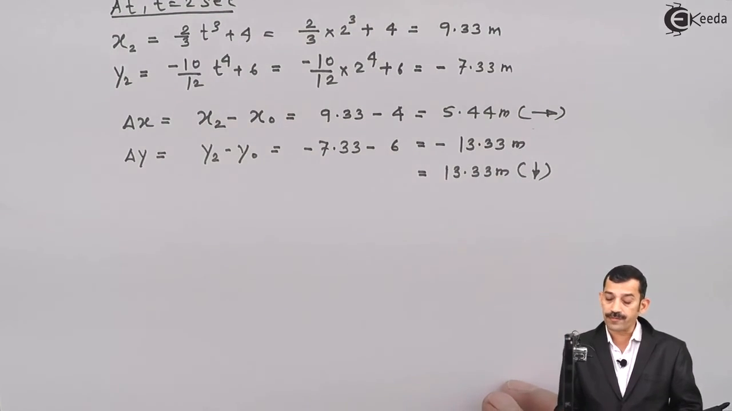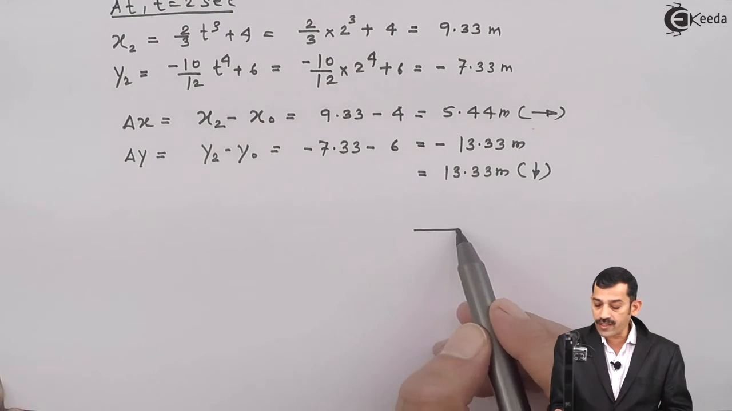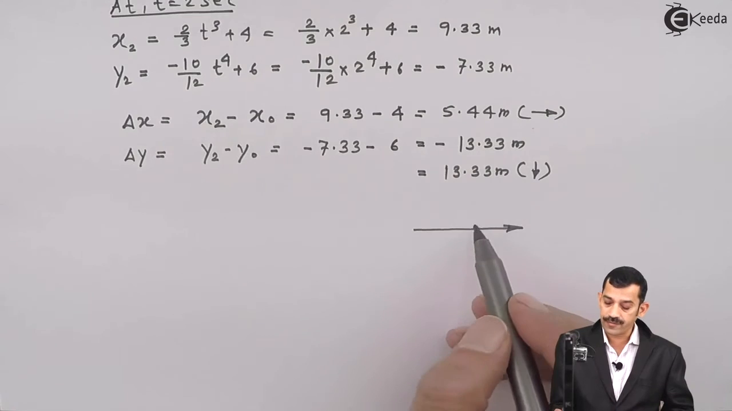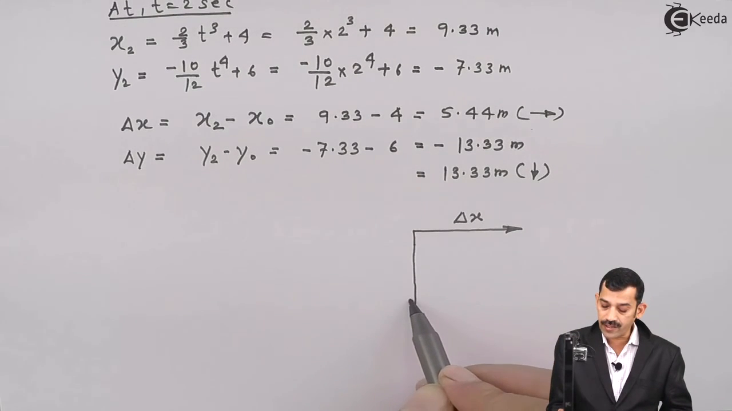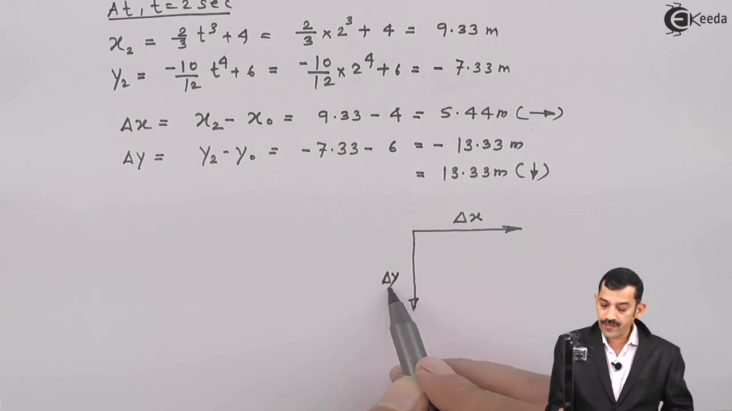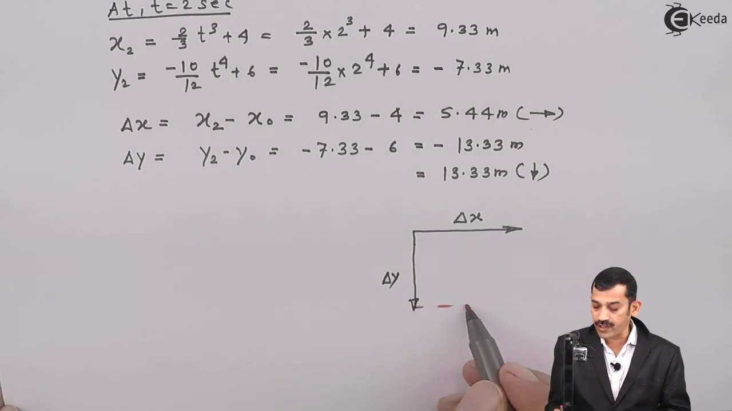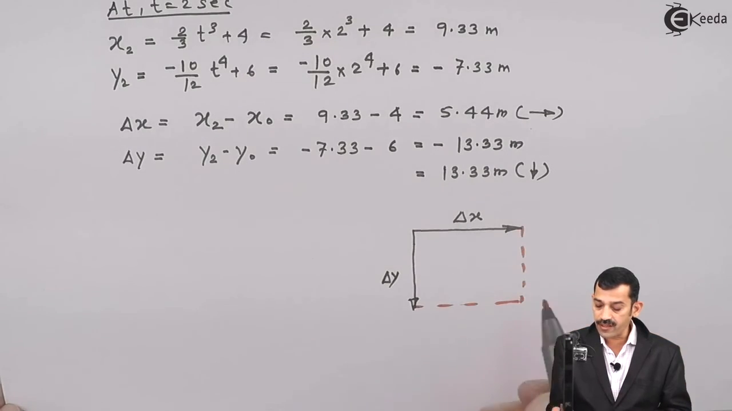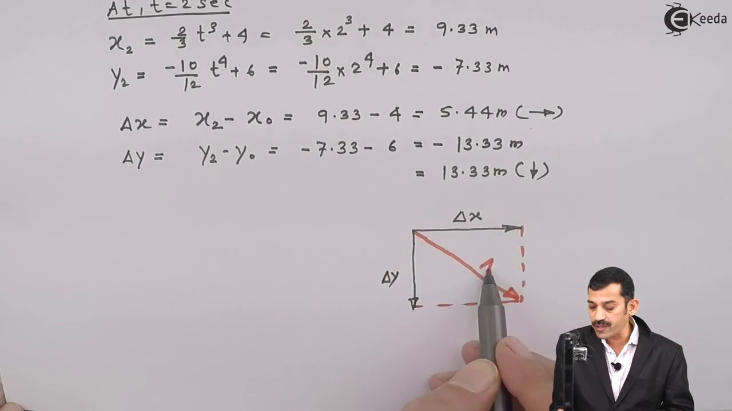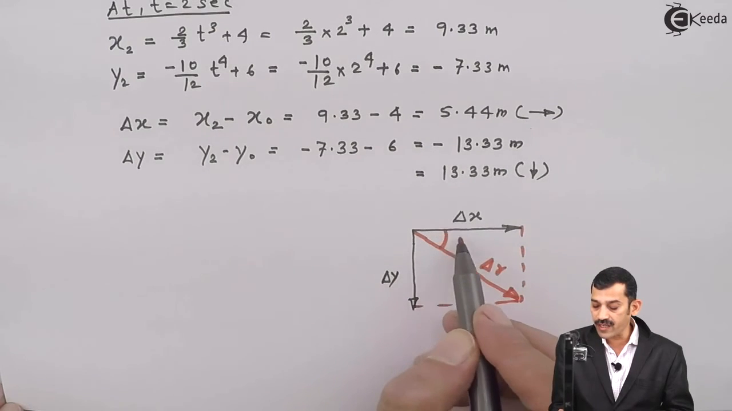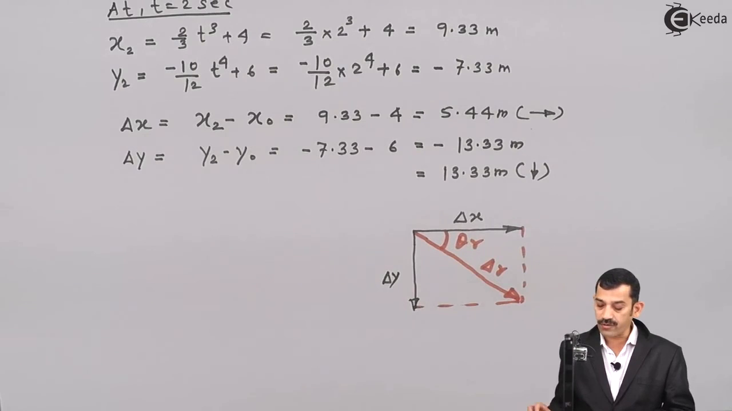Now if you want to represent the final displacement of this particle, along the x-axis the particle moves in the rightward direction, this is delta x. The particle moves vertically downward, say this one is delta y. Therefore, finally the displacement of the particle at t equal to 2 seconds, if we represent it, is in the fourth quadrant. This one is the displacement, say delta r, and the inclination I will write as theta r. That means you can say it is a position vector.